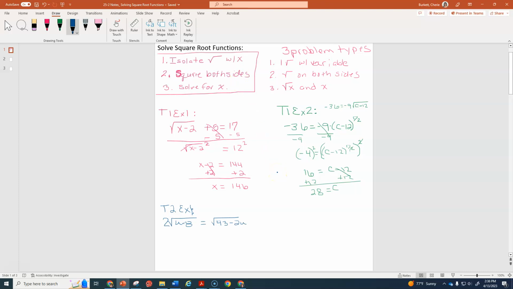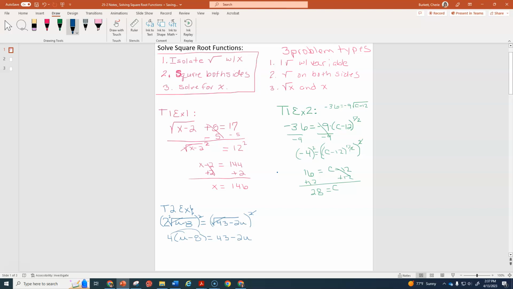So you do have to be careful on this one. People are going to forget. This is going to be where you're going to make the mistake. We have to square both sides. And when you square this side, yes, that's going to cancel out, but you have to remember to square the 2. So once this radical is gone, you have 4 times u minus 8. And then we will end up this next step distributing that. And on this side, the square root and the square cancel each other out, and we're left with 43 minus 2u.